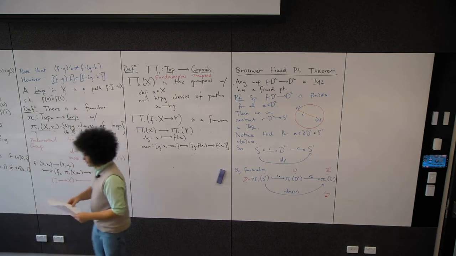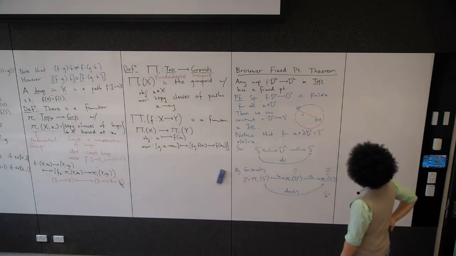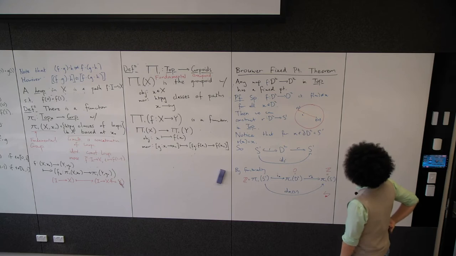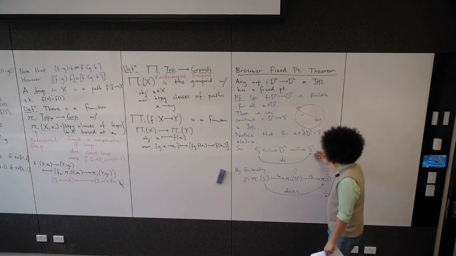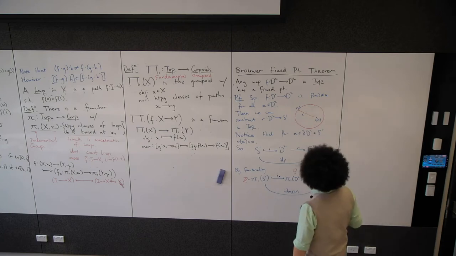Yes? I don't know what that means. So you said if X is 0, maybe, but I don't know how you would do this. That would be a different group. You would have to do it differently in that case.